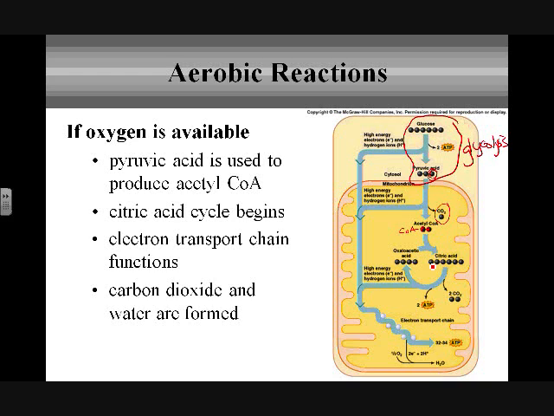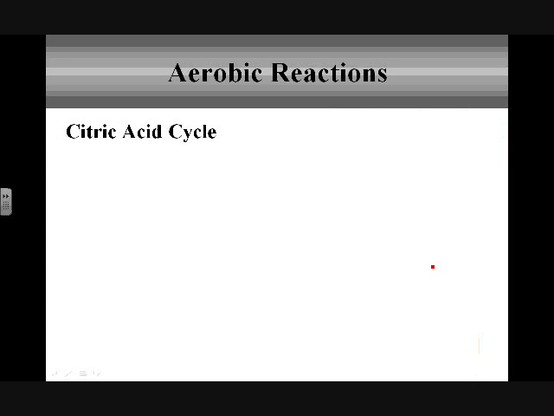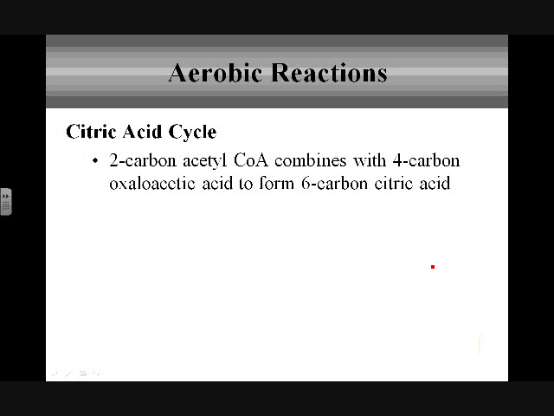And our waste product is going to be water and carbon dioxide. But we're going to get a pretty decent amount of energy at this point, 36 ATP total from the citric acid cycle and electron transport chain. So let's talk about that citric acid cycle.